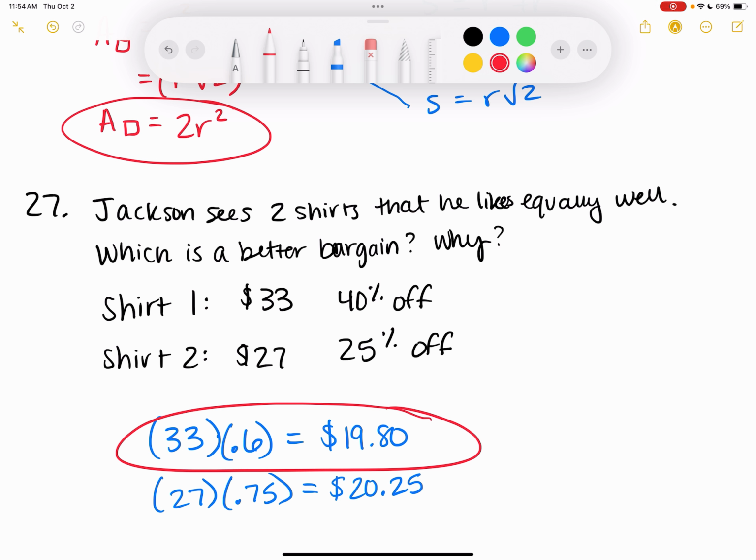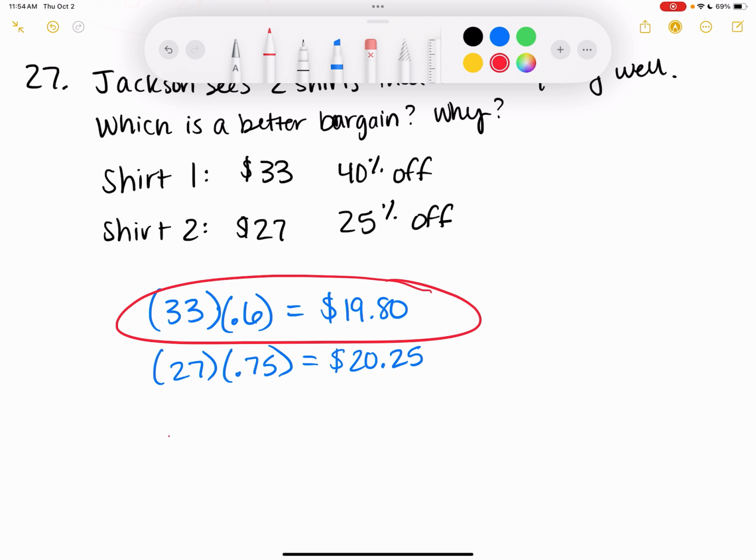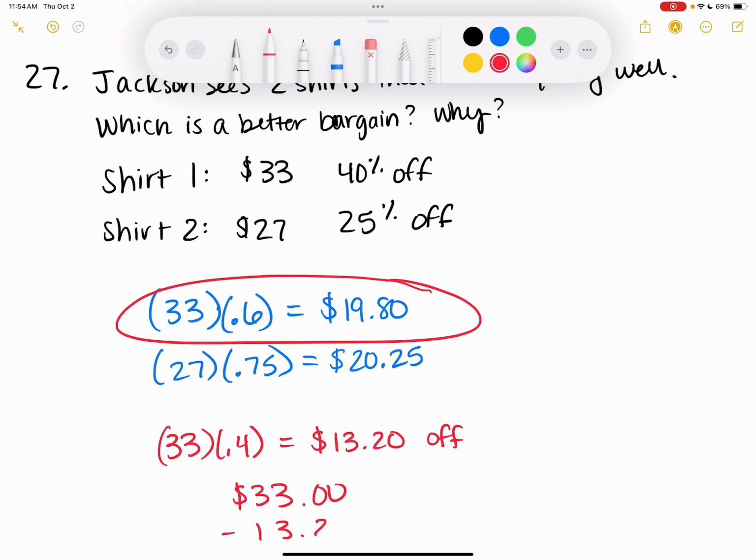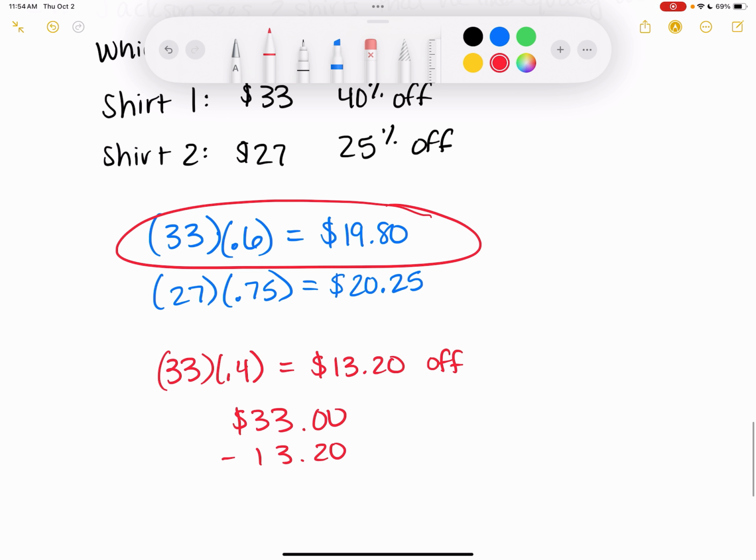Now, if you had done it the other way, this is what you would have had to do. 33 times 0.4, which somebody tell me what that is. 13.2. So $13.20, but this is how much you get off. So then I would have had to take the $33 and subtract off the $13.20 to get to $19.80. So it's an extra step if you do it that way. So I'm showing you how to shortcut it.